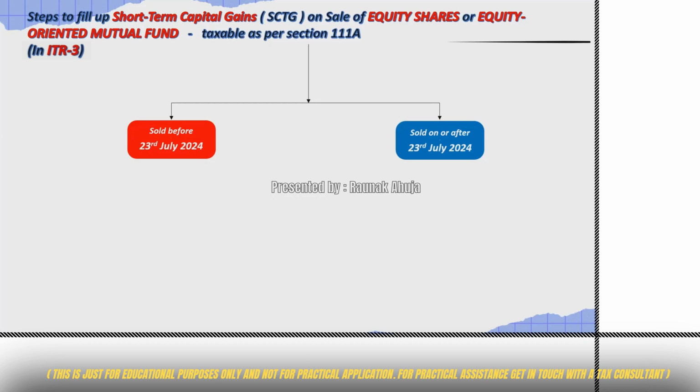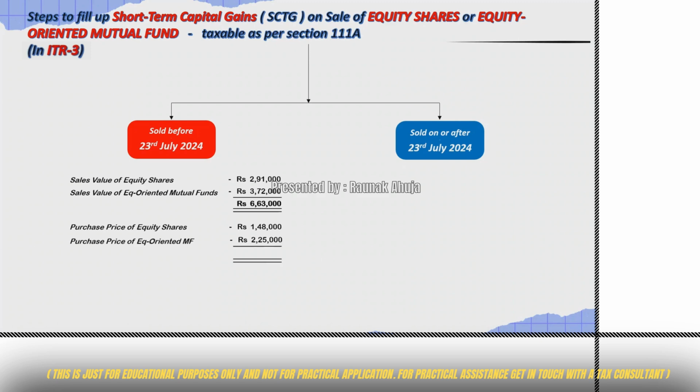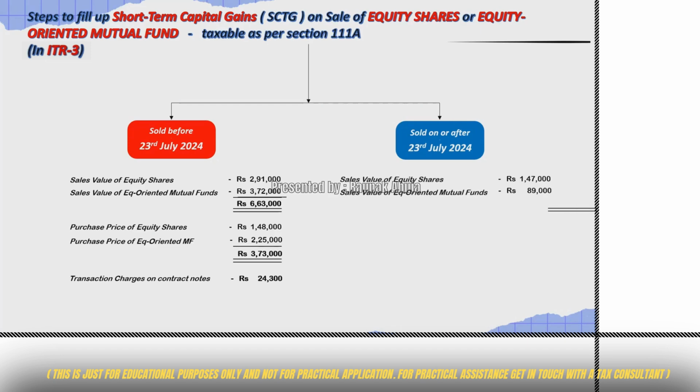Now, what are the details that are required? Let's see in this example of ours. The sales value of equity shares and equity-oriented mutual funds summed up together, and then the purchase price again summed up together, and then the transaction charges on contract notes. Please note the sales value and the purchase value of the shares and the mutual fund have been summed up together because they will be reported the same way in the income tax return. In a similar way, we'll also calculate these values for the shares and mutual funds that have been sold on or after the 23rd of July 2024.